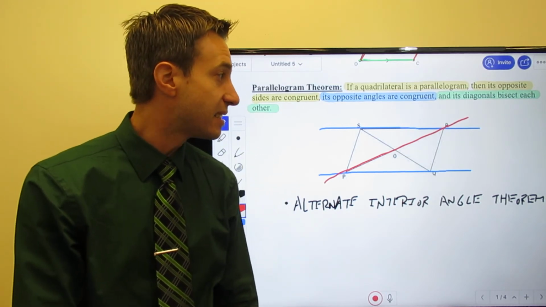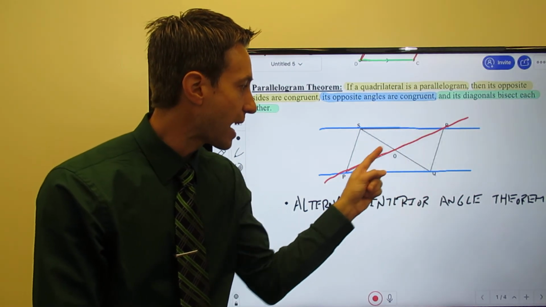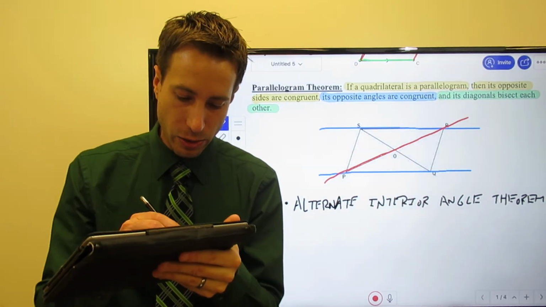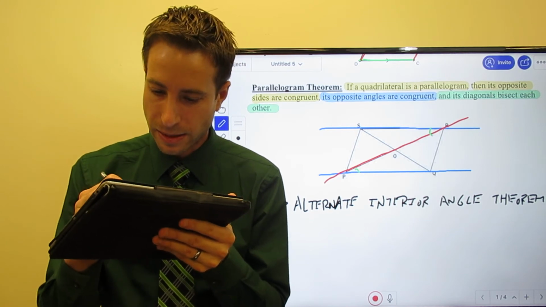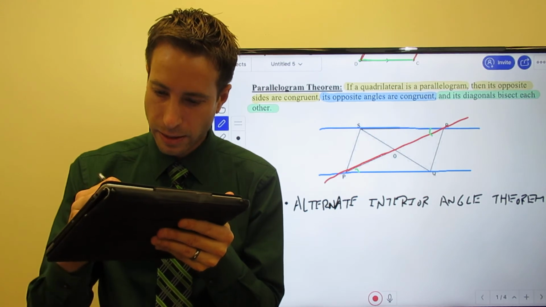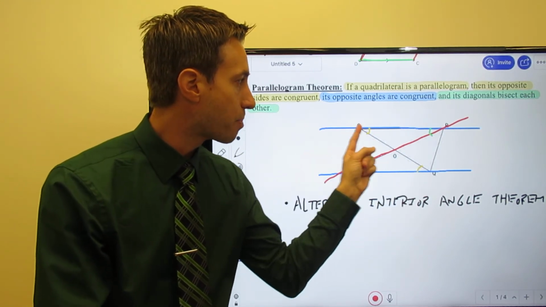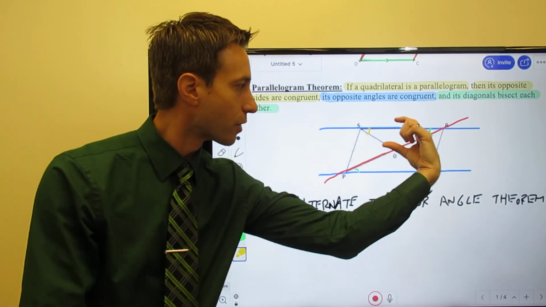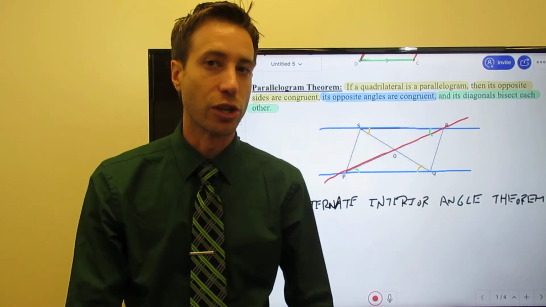What that means is that these alternate interior angles are congruent. That one is congruent to that one. This one right here is congruent to this one up here. Parallel lines cut by a transversal, alternate interior angles are going to be congruent.